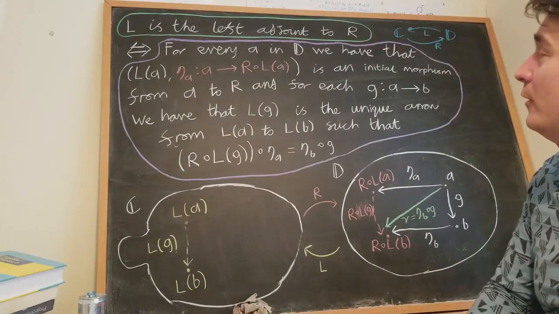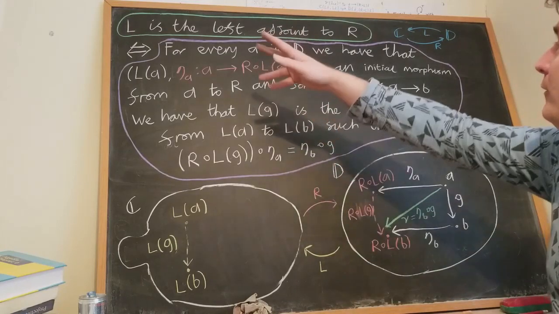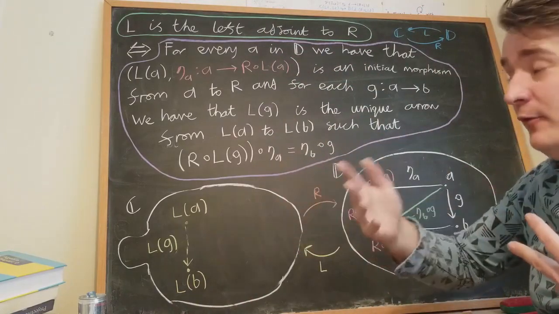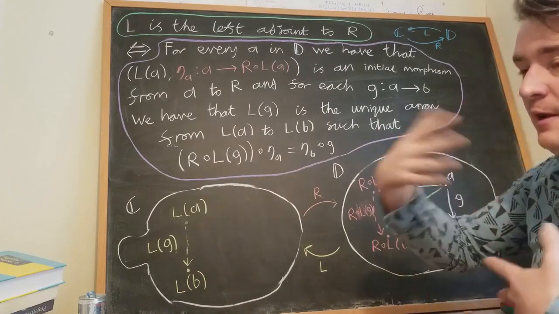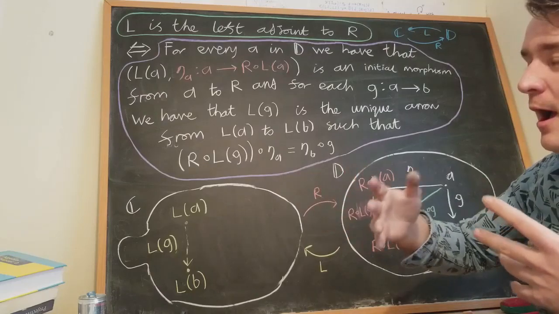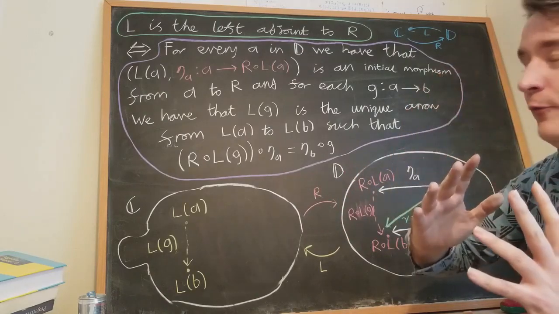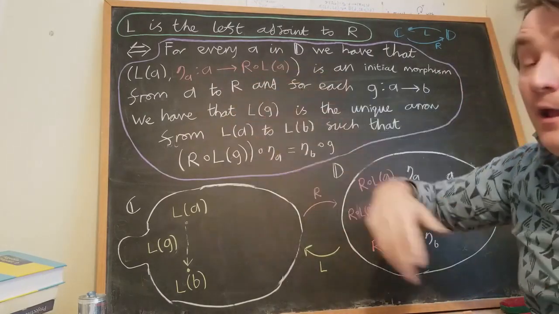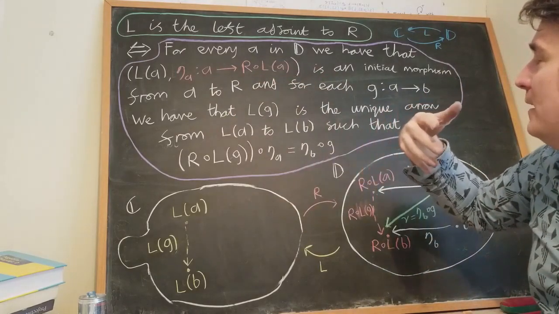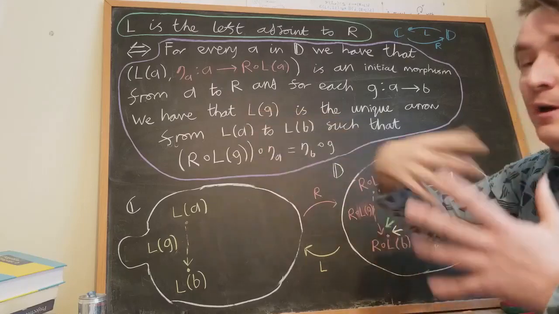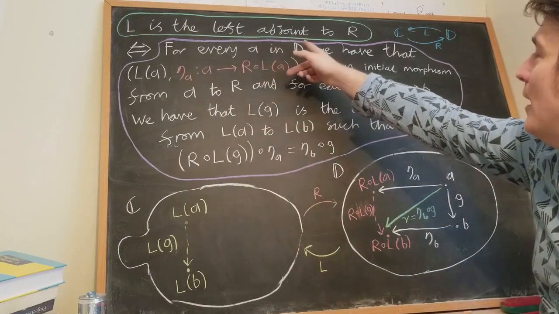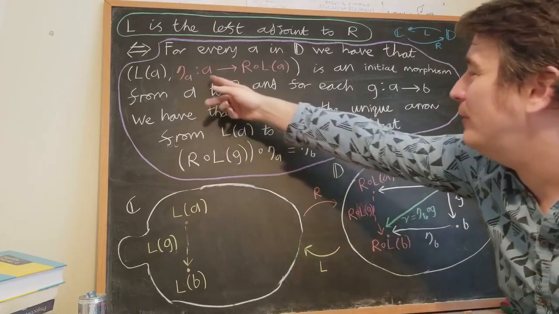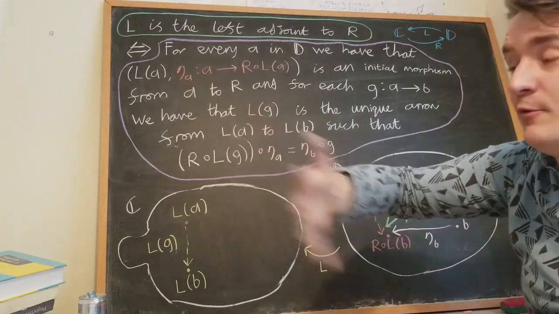Okay, so there's an equivalent way to say that L is the left adjoint to R, and it's basically the same as the last thing that we said. It's just that in the previous statement, I said more about these arrows, eta from A to R after L of A, and less about the nature of this functor L. So in the previous definition, I said, for every object in D, we have these initial morphisms, and also their components are forming a natural transformation.